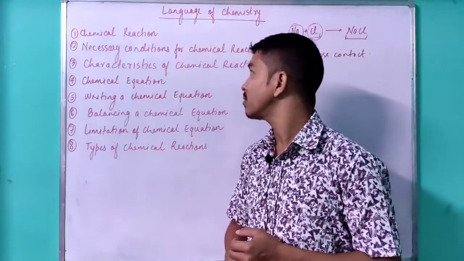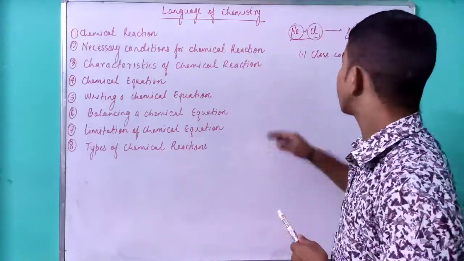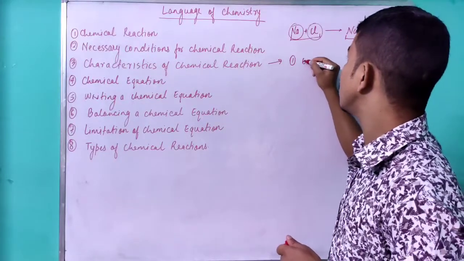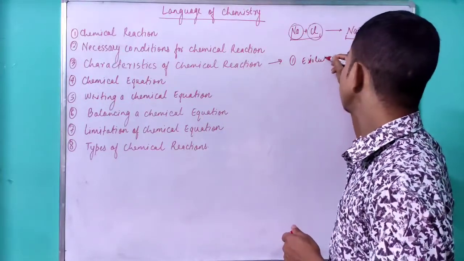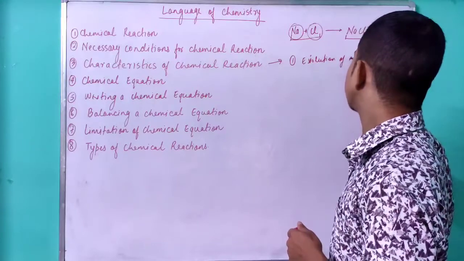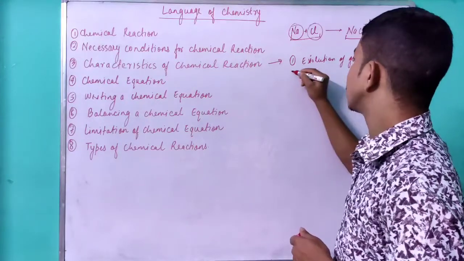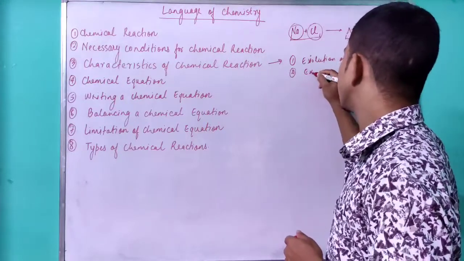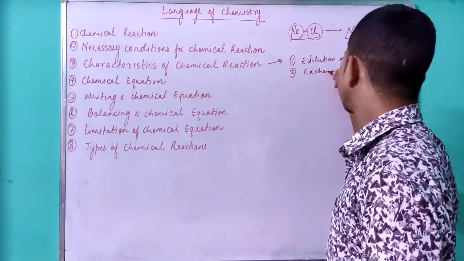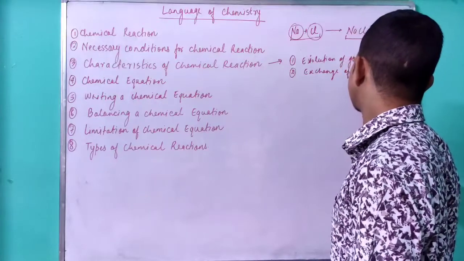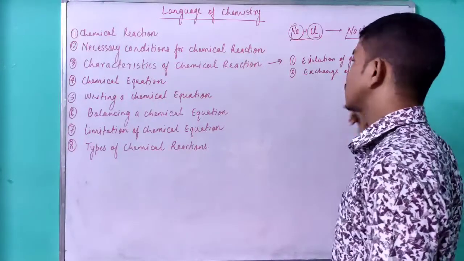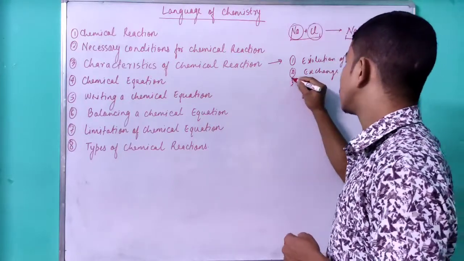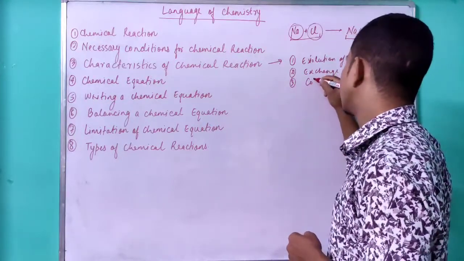Now coming to the characteristics of the chemical reaction. Whenever a chemical reaction occurs, it may be accompanied by the evolution of gas. Second, sometimes there is an exchange of heat also. That means whenever a chemical reaction occurs, either heat is absorbed or heat is given out. The third, a change in color may also occur.